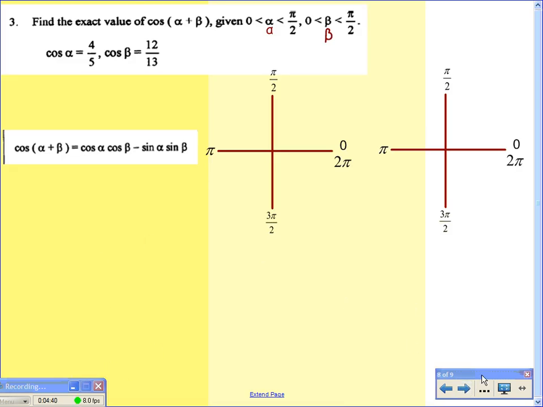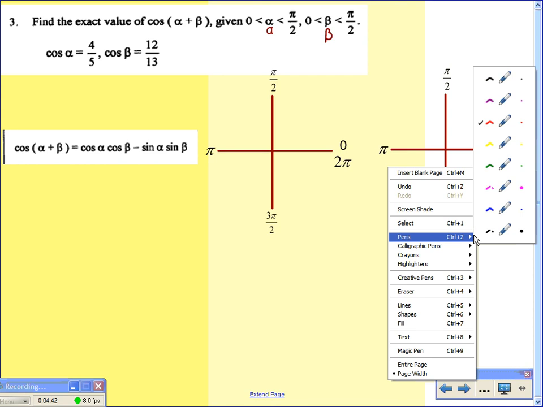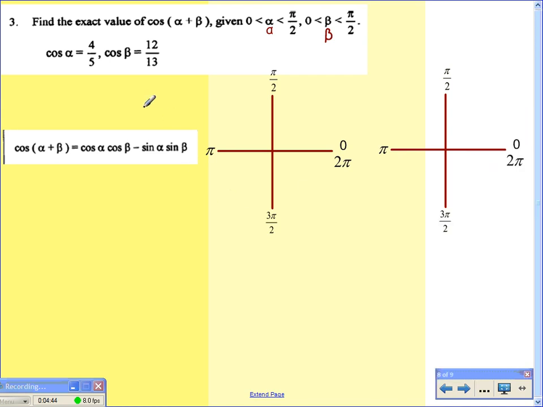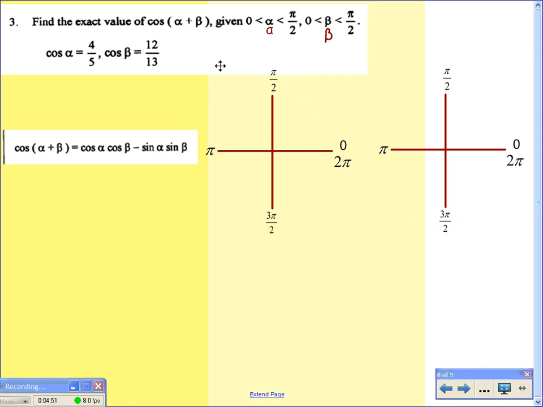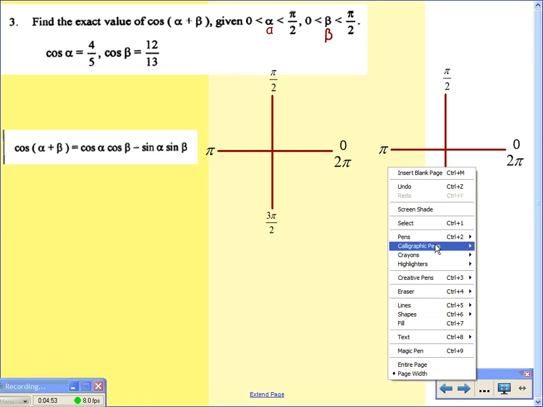Moving on to example 3. We're going to find the exact value of cosine alpha plus beta. And notice that we have the equation written for you. So we're finding cosine alpha plus cosine beta.